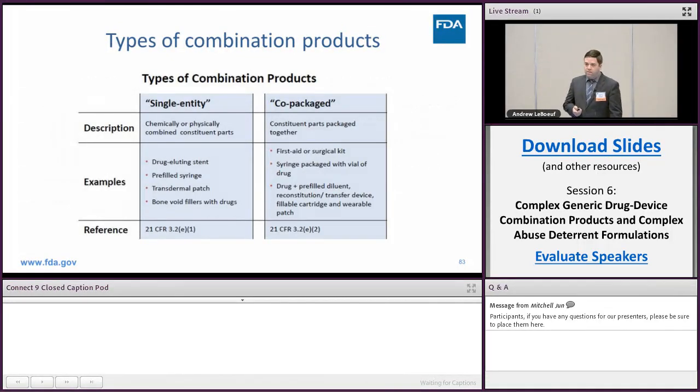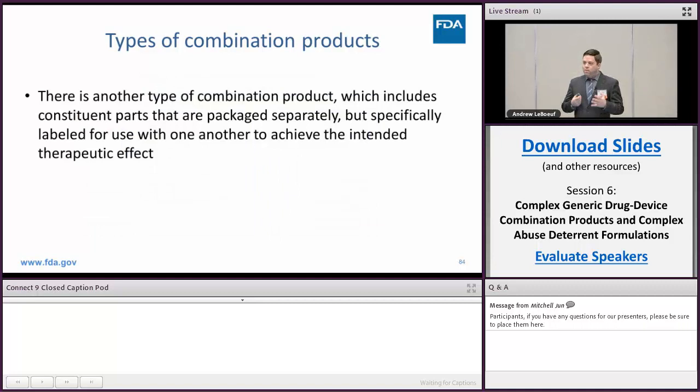So let's go over the different types of combination products that exist. The first one is a single entity combination product, those products where the two constituent parts are chemically or physically combined. Some examples include a drug-eluting stent, a pre-filled syringe, a transdermal patch, bone void fillers with drugs. The second type is a co-packaged product, which is where they're co-packaged together for concurrent distribution. They have the same label. This includes a first aid or surgical kit, a syringe package with a vial of drug, a drug plus pre-filled diluent. Each of these examples includes the relevant regulatory citation.